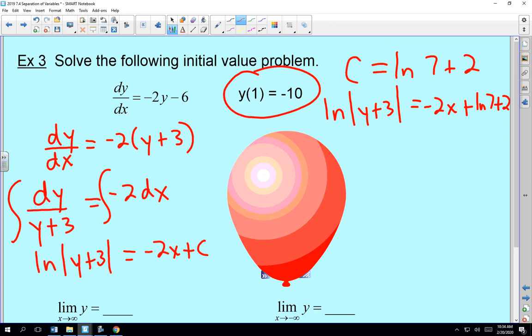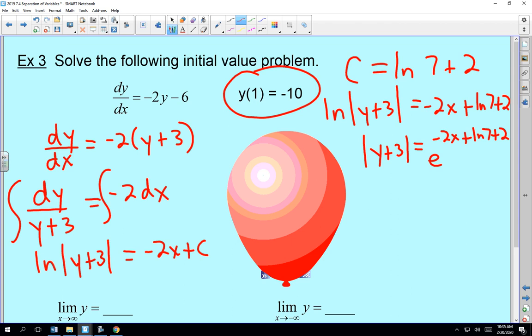All right, and then if I need to solve this for y, I'm going to exponentiate each side. It looks like this. It won't let me write there. So if I exponentiate the left side, I'll end up with y plus 3, leaving it an absolute value for now. And then the other side will be e to the negative 2x plus ln of 7 plus 2. It's interesting how they rewrote it on the scoring guidelines. I'll show you how it's rewritten. We'll see if we can make it match up. But there it is. Y plus 3 equals that.